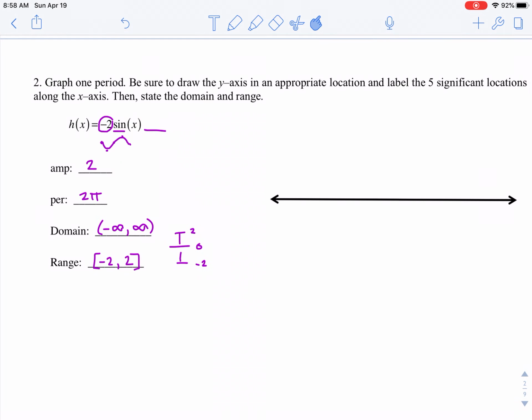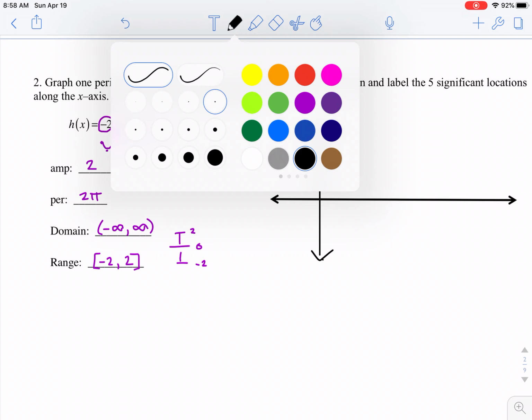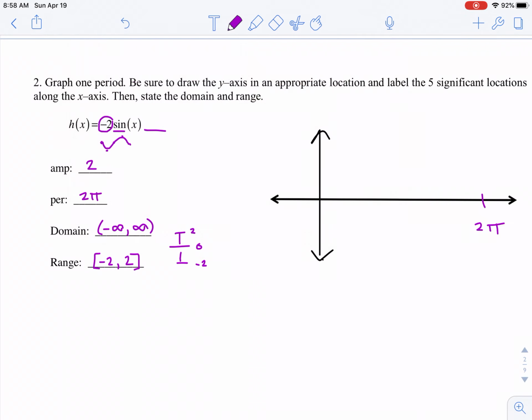So let's go ahead and graph this. We need to make sure we draw in a y-axis. Okay, so here's my y-axis. I know I have a period of 2 pi, so I'm going to go from 0 to 2 pi. And I'm going to make sure that I count off in fourths. So that would be, let's see, 2 pi over 4, right? Think about that. That's pi over 2. So we're going to count off pi over 2, 2 pi over 2, which reduces to pi, 3 pi over 2, and 4 pi over 2, which reduces to 2 pi. So there are my intervals.